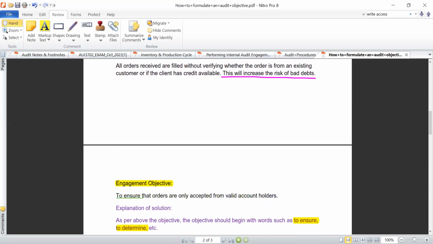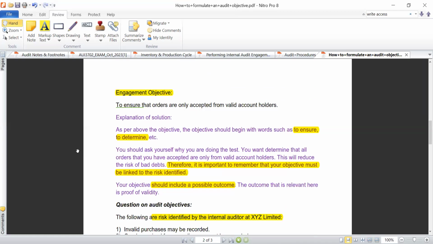Let me just show you with an example here below. Do you see what I was talking about? To ensure what? That orders are only accepted from valid account holders. What is this? What are you testing for? You're testing for accuracy.